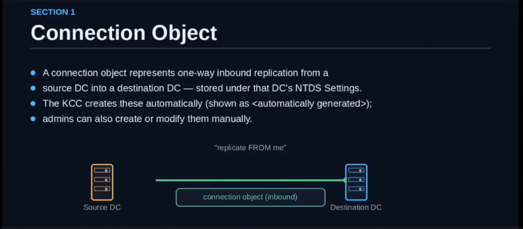Okay, and these connection objects are stored under the destination domain controller's NTDS Settings. Okay, so normally administrators don't need to create them manually. The KCC, the Knowledge Consistency Checker, creates them automatically. So if you open Active Directory Sites and Services, you will see them marked as automatically generated. So you can see this information under Sites and Services. Okay.